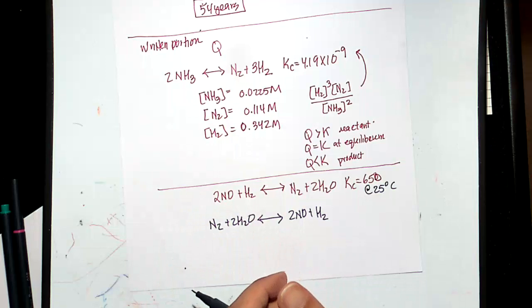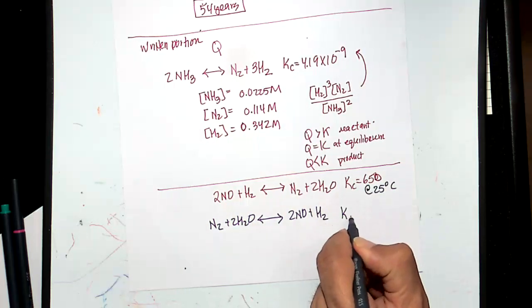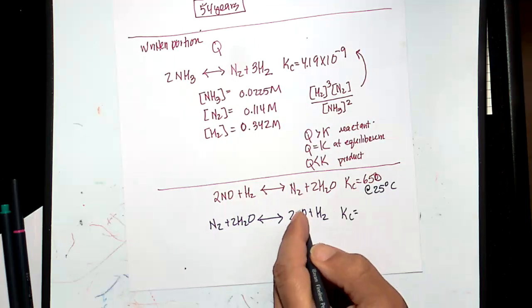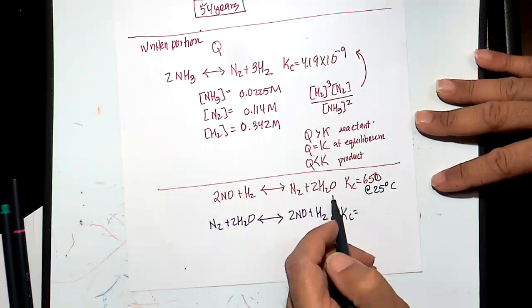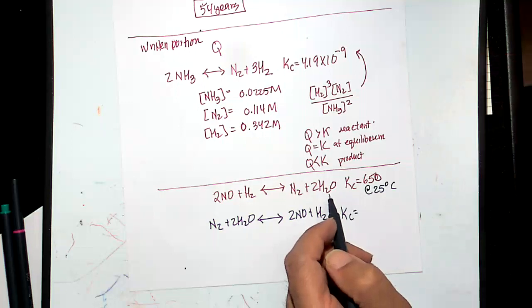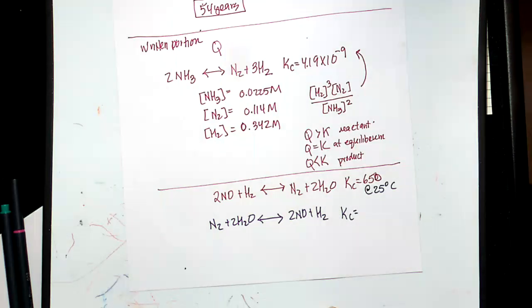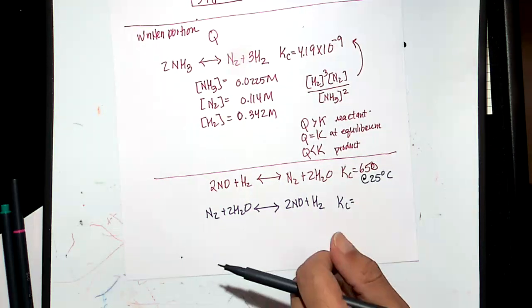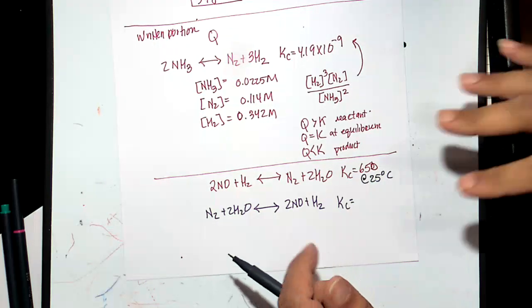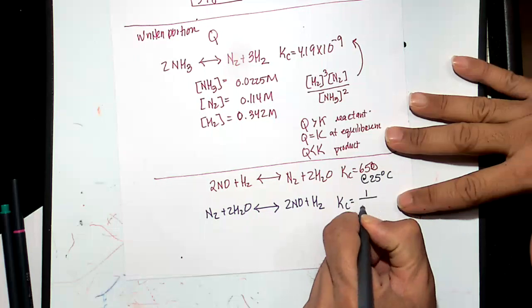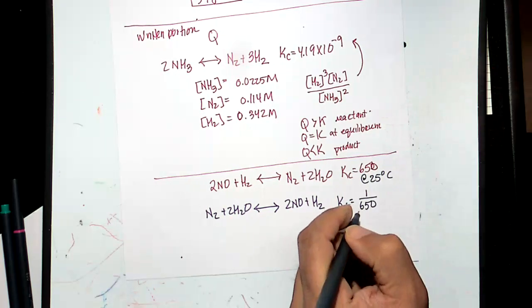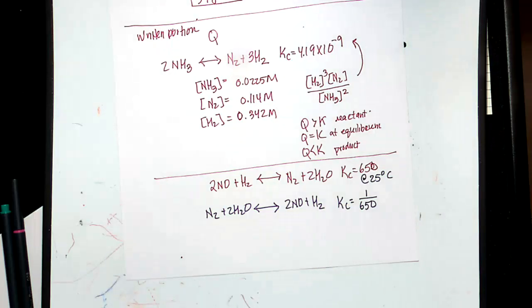If I flip this reaction, what will be my new equilibrium constant? Will it be negative 650? Okay, what do you do with the equilibrium constants if you flip it? If you flip the reaction, what happens to the K? You take the reciprocal of it.